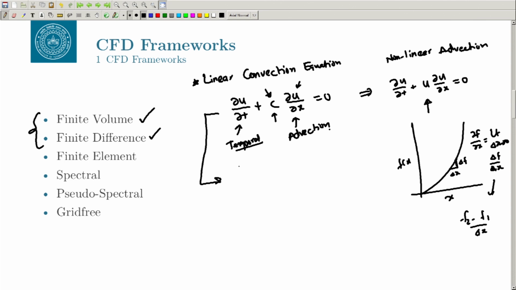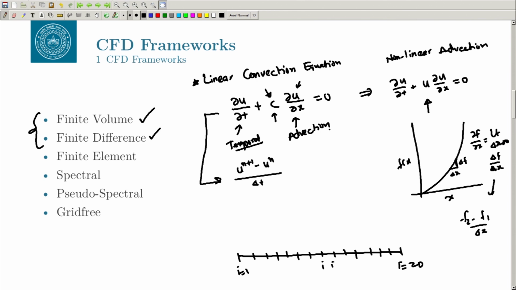Similarly, if you write it here, with time on top, that is u n plus 1 minus u n by delta t, and let us say I am trying to solve this on a line. As we discussed in the CFD process, you need to discretize it. Let us say this is I equal to 1 to I equal to 20. For example, this may be your I, this is I plus 1, this is I minus 1, and this is your space, and this side may be your time.